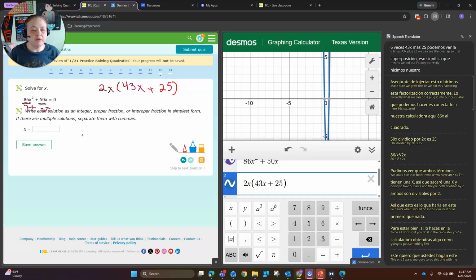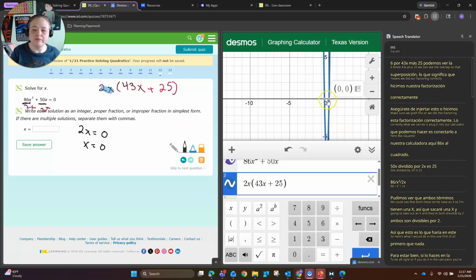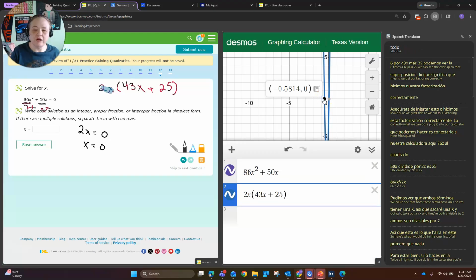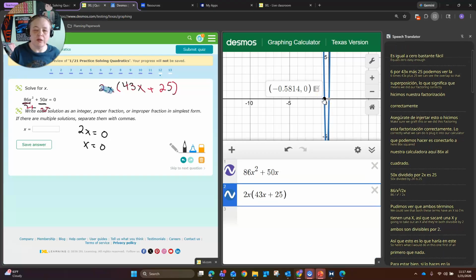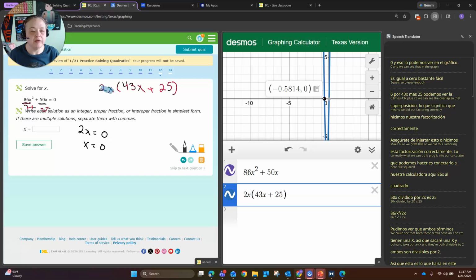Now set each part equal to 0. So we've got 2x equals 0, easy enough. So x is 0. And we can see that in the graph. But we can see this one right here. We get negative 0.5814. That's a rounded number, okay?